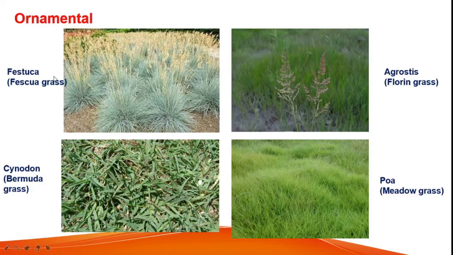Then ornamental plants are also present in this family. First one, Festuca, that is fescue grass. Then Cynodon, Bermuda grass. Then Agrostis, bent grass.